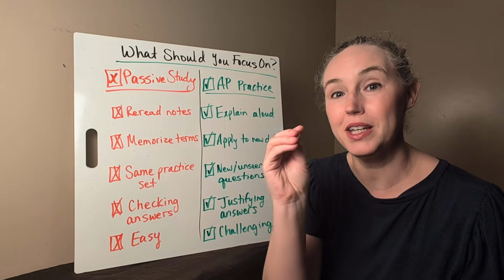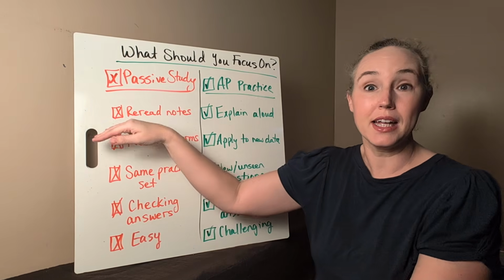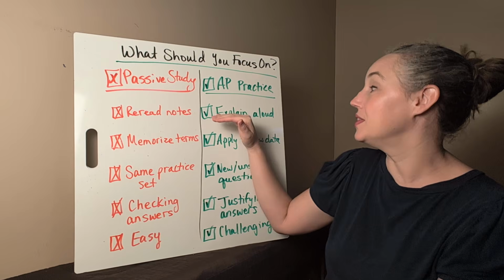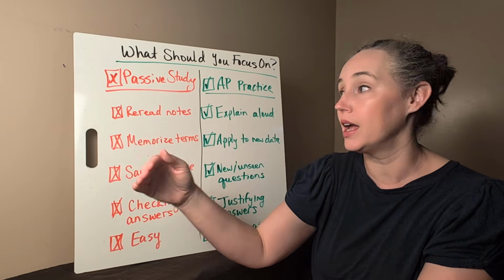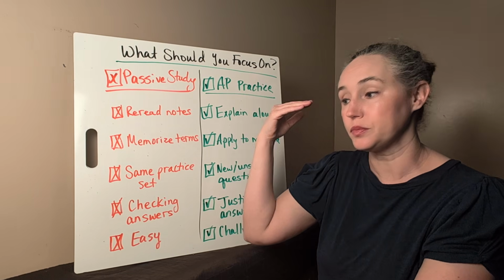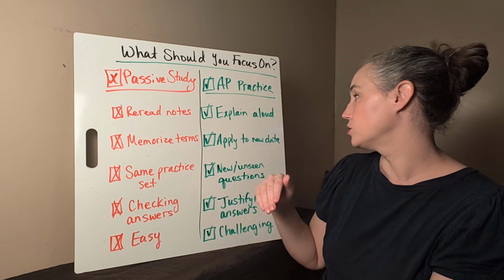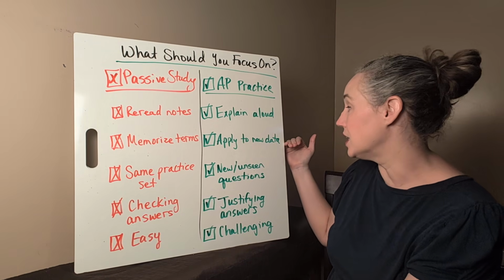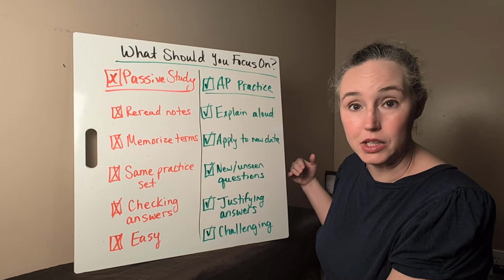So what AP style practice looks like is, let's start with rereading our notes. Again, not a bad place to start. But then you want to explain aloud why these processes that you're reteaching yourself work the way they do, or maybe what happens if something goes wrong. You want to apply what you know to new data. You want to be practicing new and unseen questions.